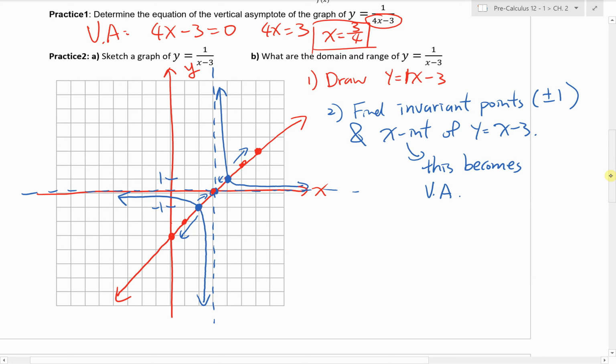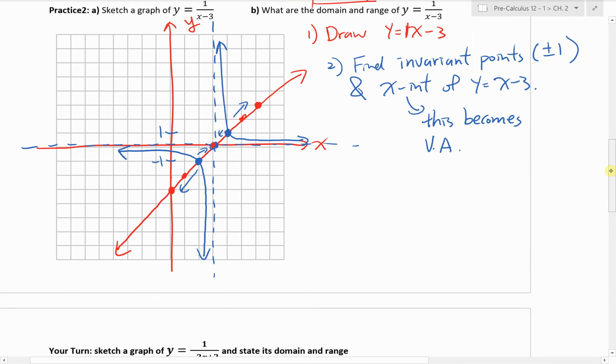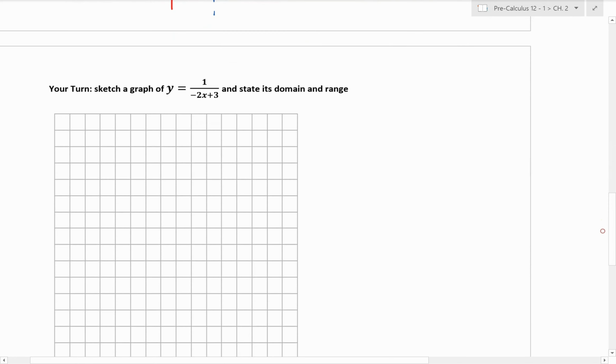So if you are okay with this, you can continue and try the next one on your own, and see if you can do it. I'll pause, or you should pause and try it. I'm assuming you're done, so I will quickly do this.